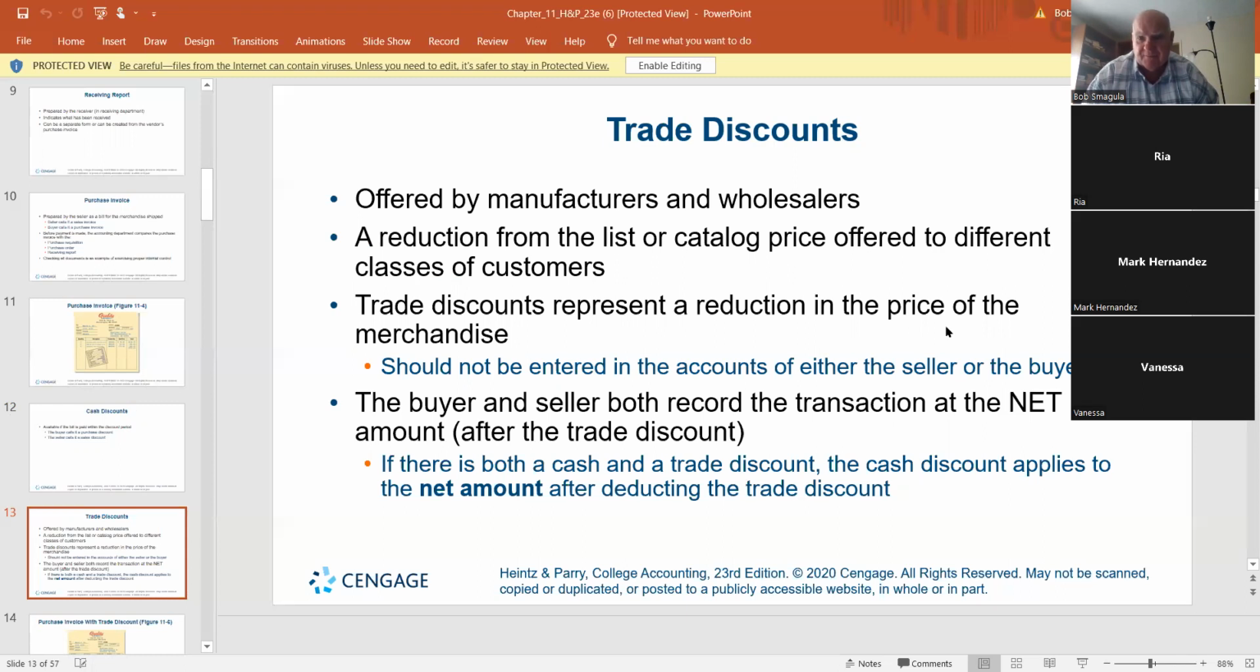Oh, I see. Okay. Yeah, there's no value in saying, oh, we bought a $100 item, then we got a $30 discount. No, that kind of discount you just ignore. Okay, got it. Make sense? Thank you. Okay. Yeah.